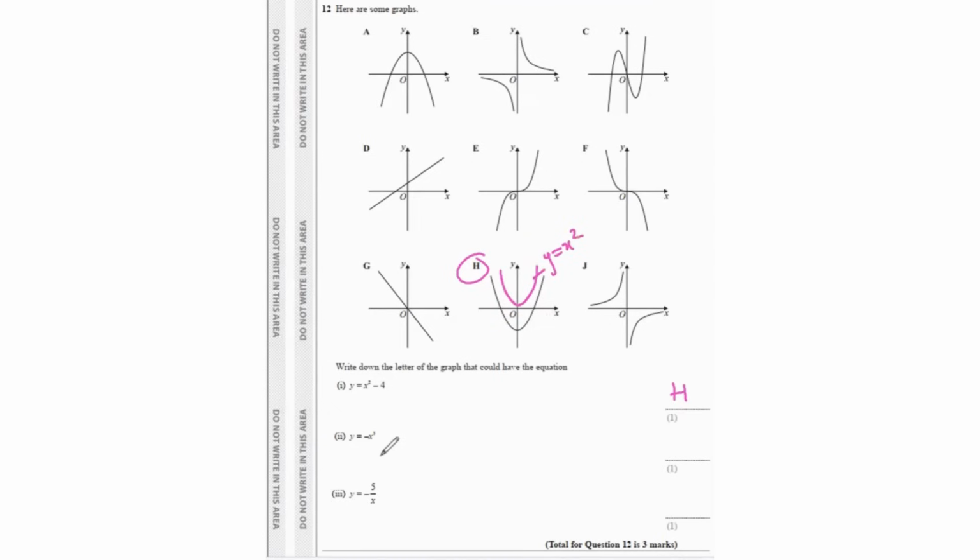Then y equals negative x cubed. So this is positive x cubed. So e is positive x cubed, so negative would be f. And y equals negative 5 over x, that's a fractional function. So that's j. Because b shows the positive 1 over x or 5 over x. So j is the negative one.